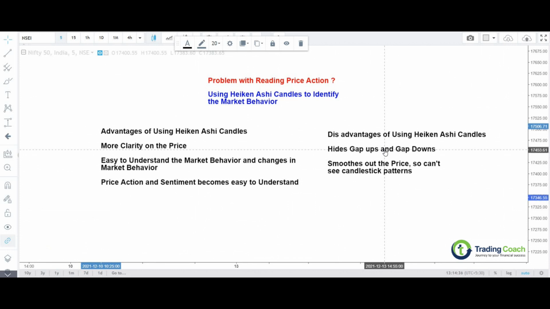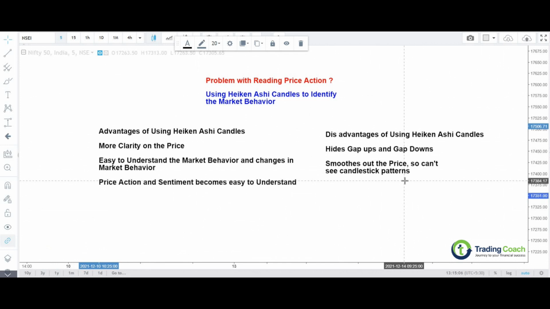Alright. And another important disadvantage is that you won't be able to see the candlestick patterns. Since Heikin Ashi candles just smooth out the price and remove all the noise, it also removes all the vital candlestick patterns. If you're an advanced price action trader, you won't be using any kind of candlestick patterns. Say for example, in my trading approach, I don't use any candlestick patterns. But if you are using candlestick patterns, then you have to reconsider using Heikin Ashi candles, or at least you need to use both Heikin Ashi candles as well as the candlestick patterns in combination.